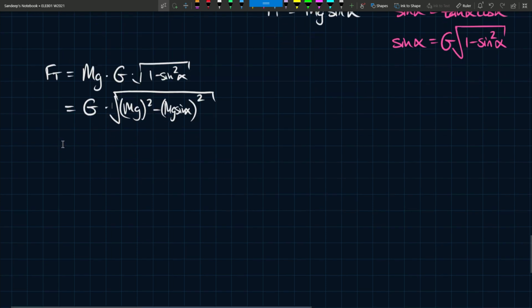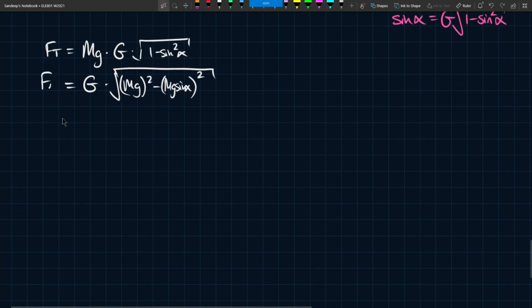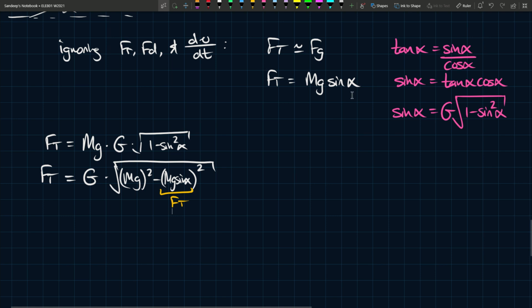And of course we know that this is Ft here. So this is Ft. We know that this thing in here is also Ft. And how do we know that? We know that because of this here. So this part here tells us that Ft is from there, I guess.